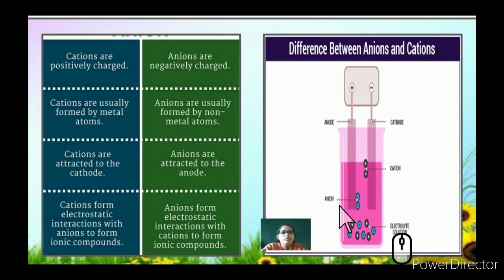So what is the difference here? We have already seen that cations are positively charged, anions in turn are negatively charged. Cations usually are formed by metal atoms, but it's just the opposite: anions are formed by non-metal atoms. As I discussed, cations are attracted by the cathode, anions are attracted by the anode. Cations form electrostatic interactions with anions to form ionic compounds. Anions in turn form interactions with cations to form ionic compounds.